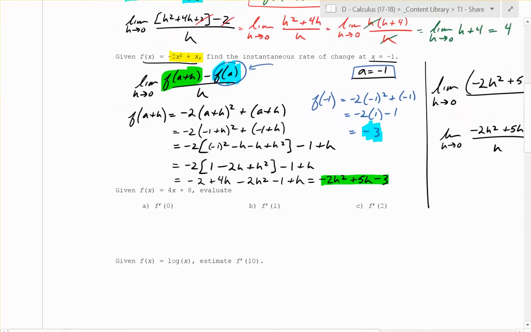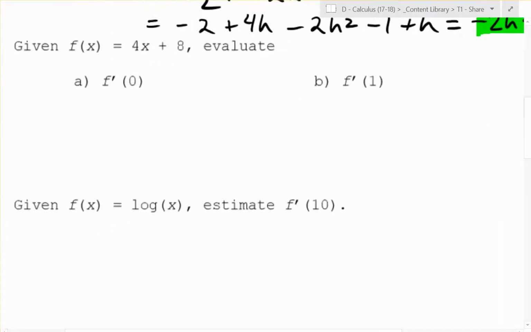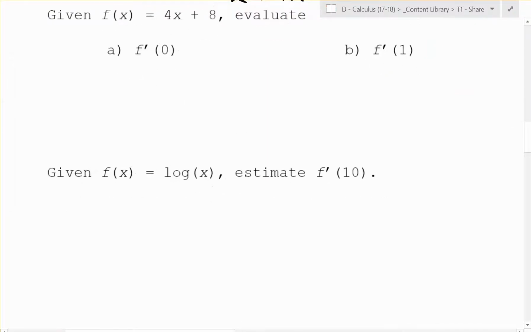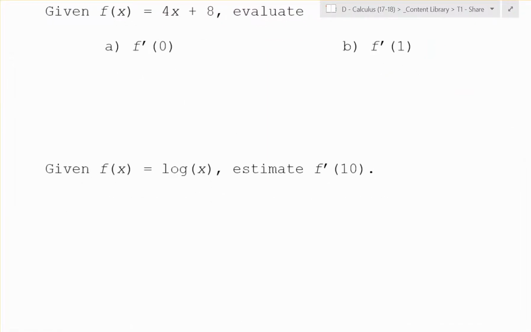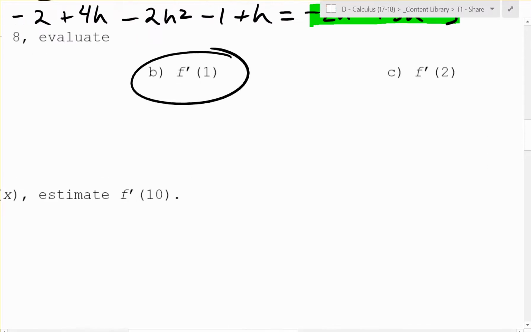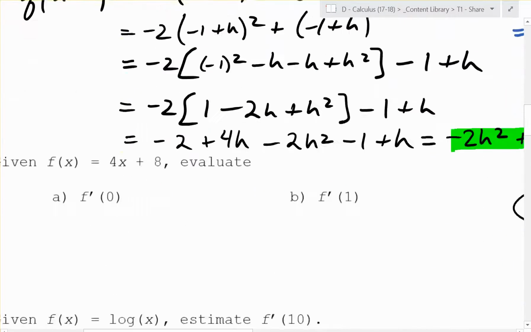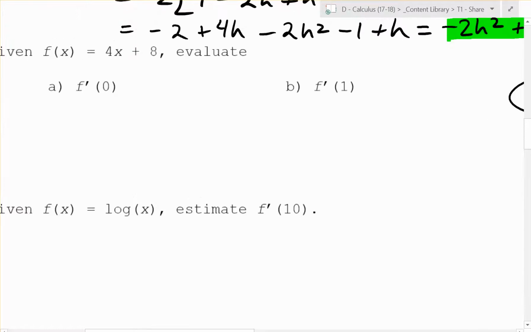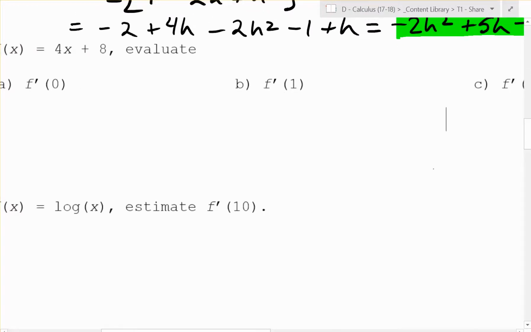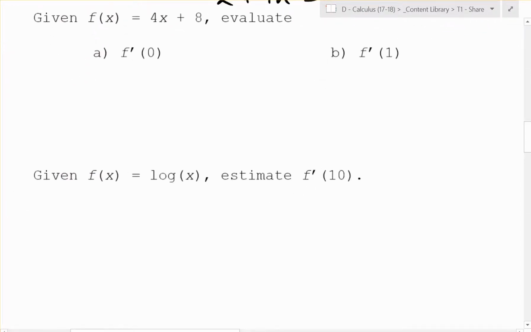So let's take a look at this next one, which is given f of x is equal to 4x plus 8, evaluate each of these. Now, looking at the rate of change when x is 0, the rate of change when x is 1, and then the rate of change when x is 2. The key thing about a linear function, though, is that by definition, the rate of change stays the same. So another way to say f prime of 0 is what's the slope of the tangent line when x is equal to 0?